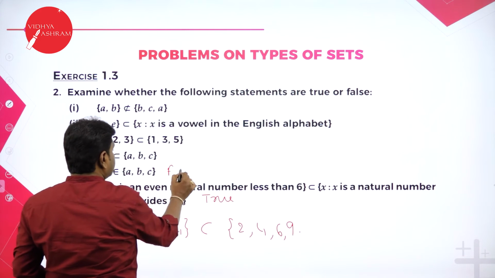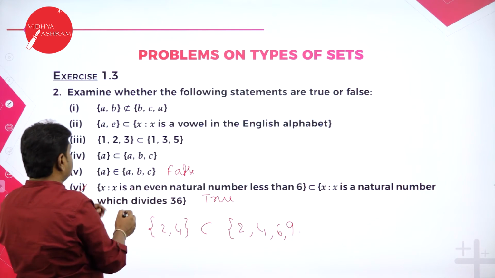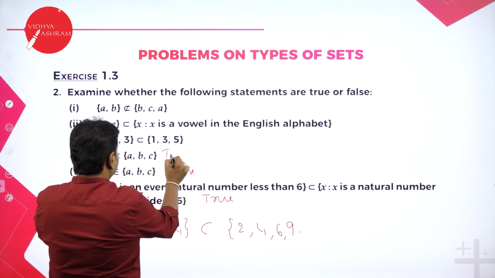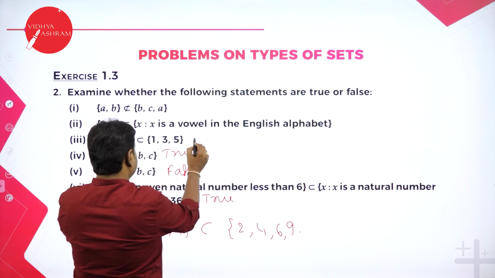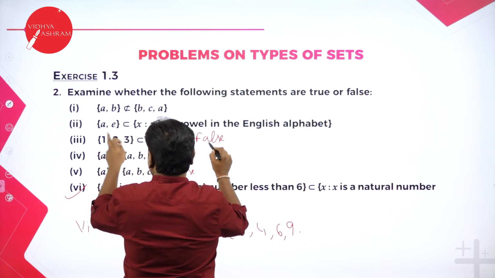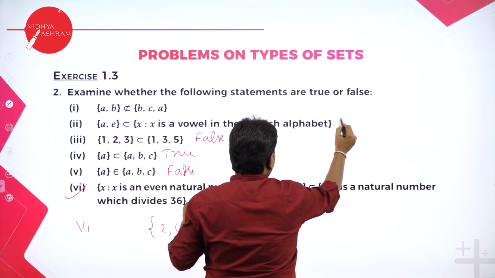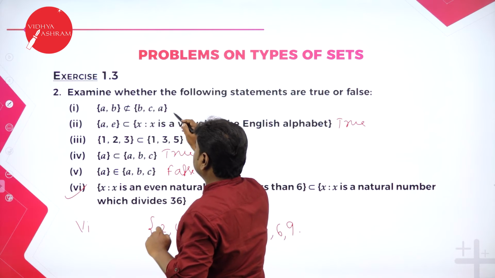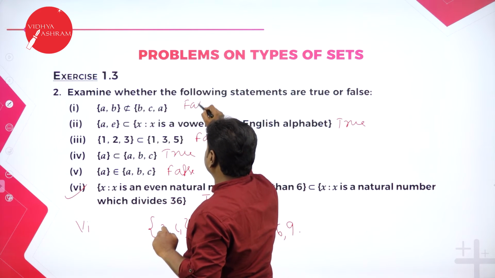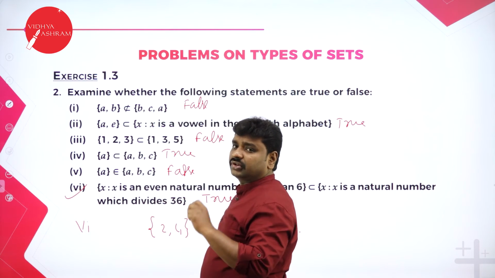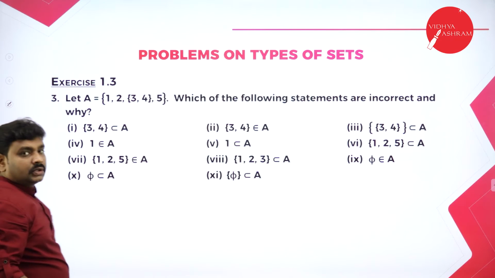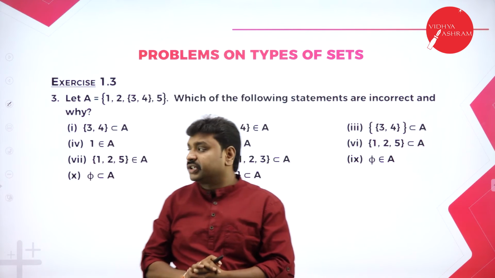And this is false, I told you, because they told belongs to. And this is true. And what about 1, 2, 3? This is false. And AE, this is true. And what about this? It is false because it is a subset. So now we have done this. Okay, now we'll go ahead with the third question.